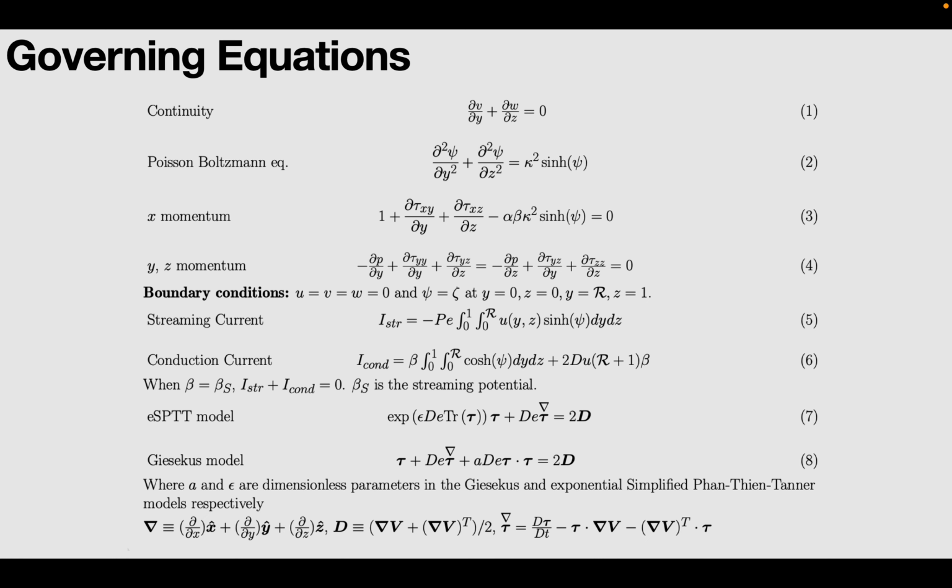Now here are the governing equations. The continuity equation, which is essentially mass conservation. Then the Poisson-Boltzmann equation, which tells us how the electrostatic potential is distributed. Then the XYZ momentum equations. Now we have two currents flowing through it. First is the streaming current. When charges flow along with the fluid, it amounts to an electric current called the streaming current.